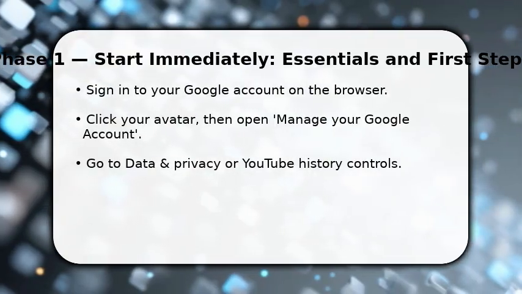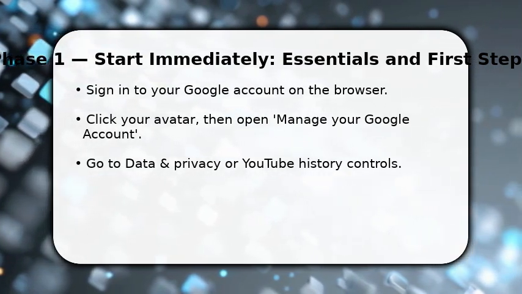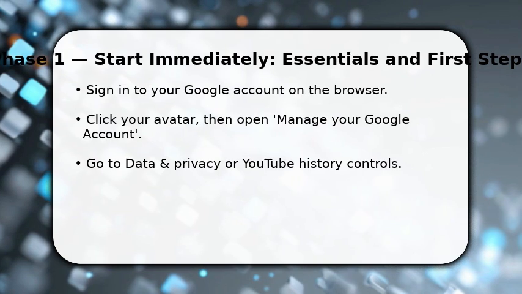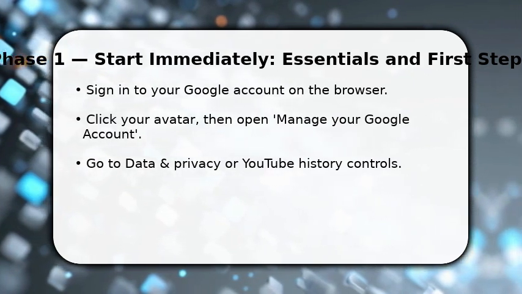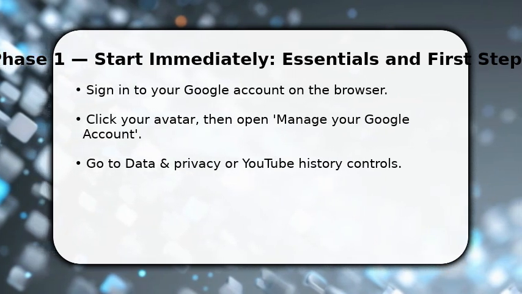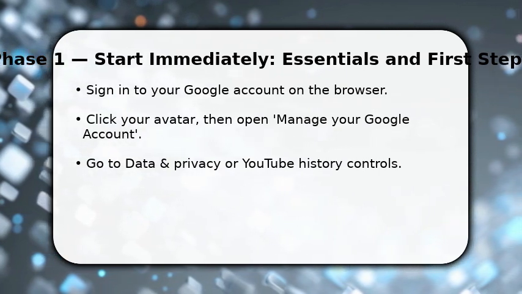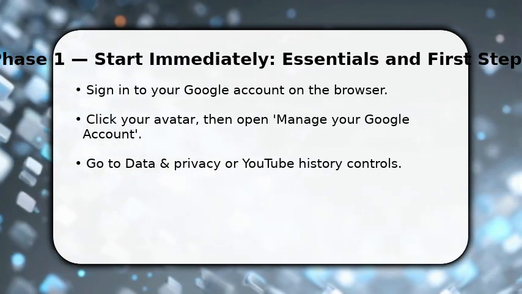You start by opening YouTube and signing in, because history ties to your Google account. Once signed in, click your avatar at top right, then choose Manage your Google account and navigate to Data and Privacy. Make sure to find the YouTube History or Web and App Activity Controls. This is where YouTube Watch and Search logs live.